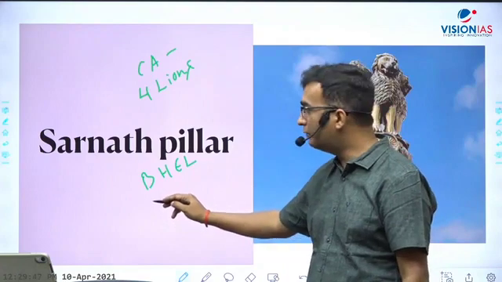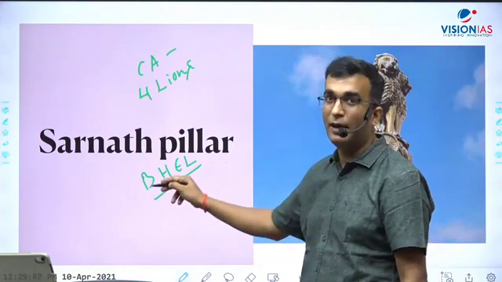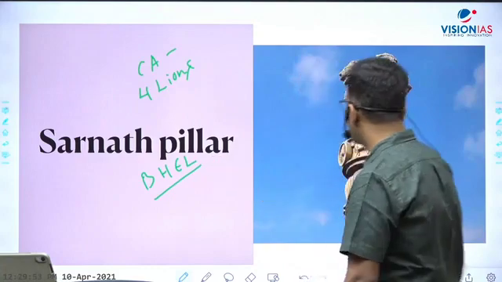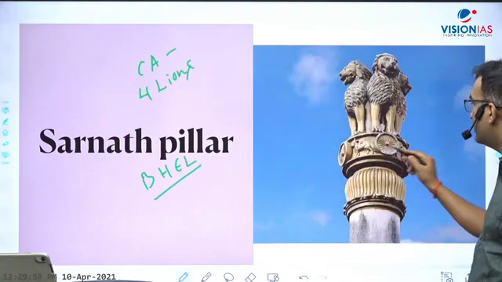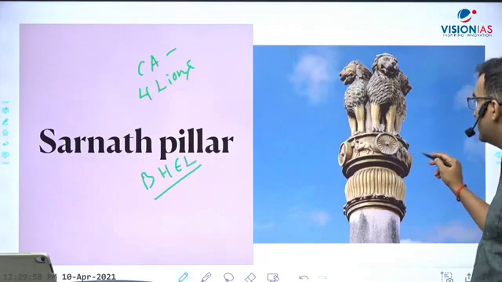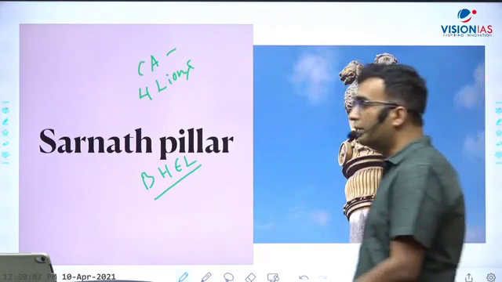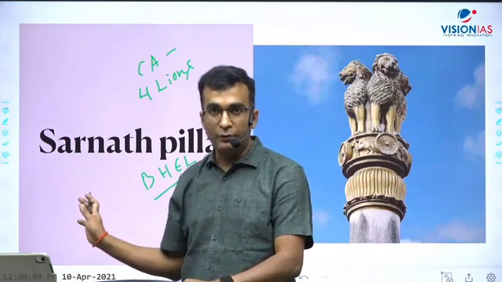And the formula for remembering this one is BHEL, Bharat Heavy Electricals Limited. So this is in clockwise direction, how these are created. So here you can see bull, there would be horse, then there would be elephant, and there would be a lion. So the BHEL. So this is the formula to remember.